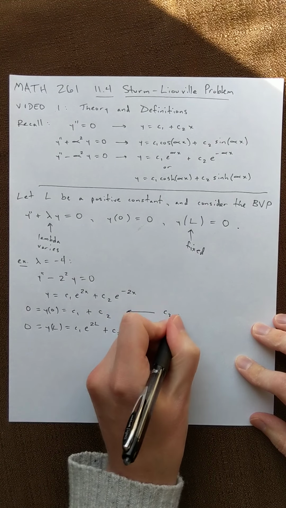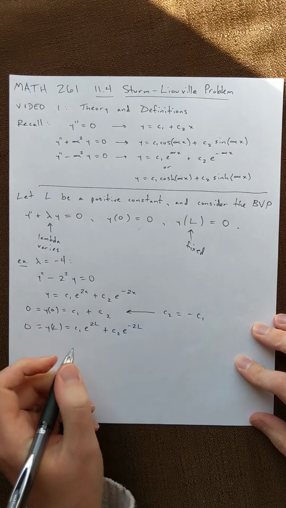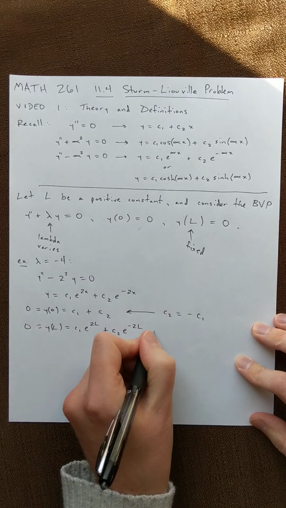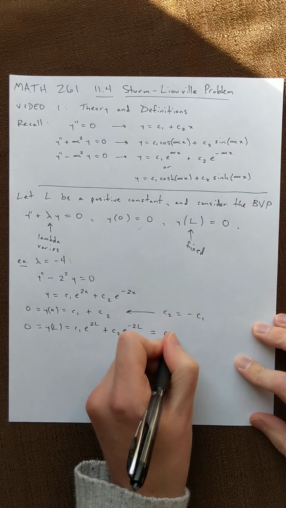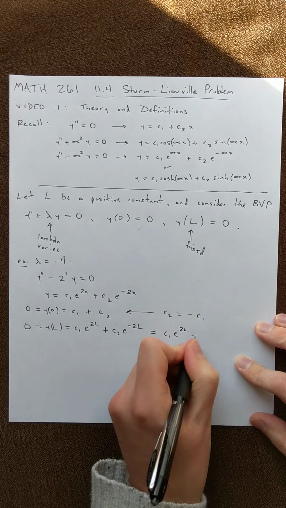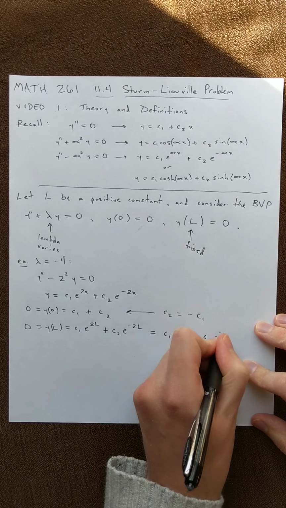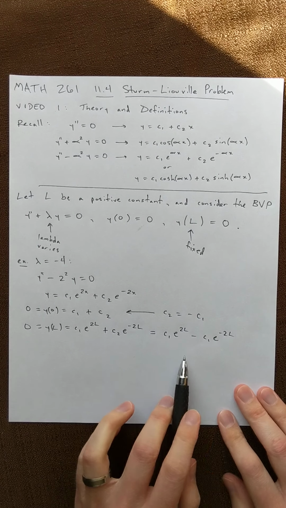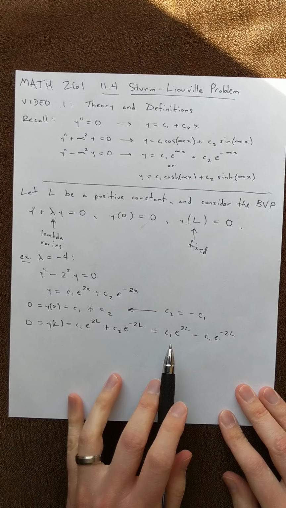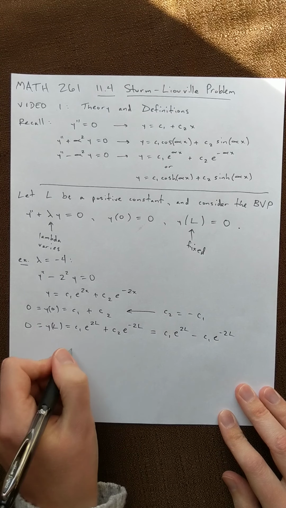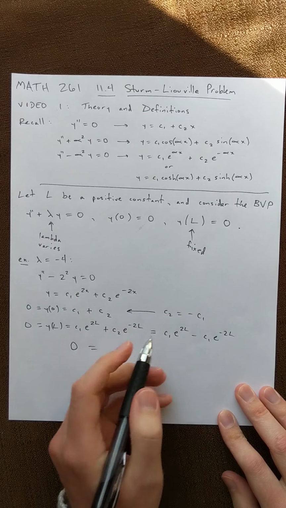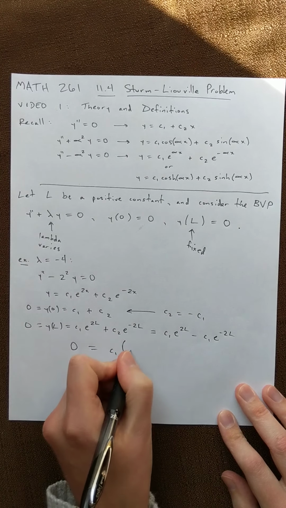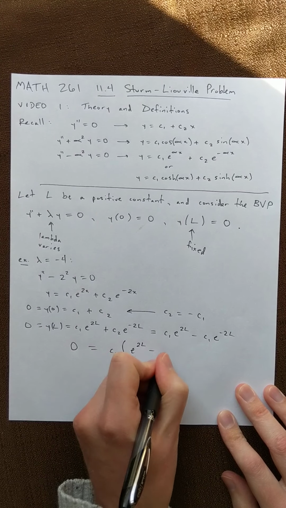So let's see, I think I'll try and solve this using substitution. I'll say c2 is minus c1, which means that this equation is c1 e to the 2L minus c1 e to the minus 2L. Okay, moral of the story of this whole section, factoring is your friend. If I factor this on the right, we have c1 times exponential minus exponential.